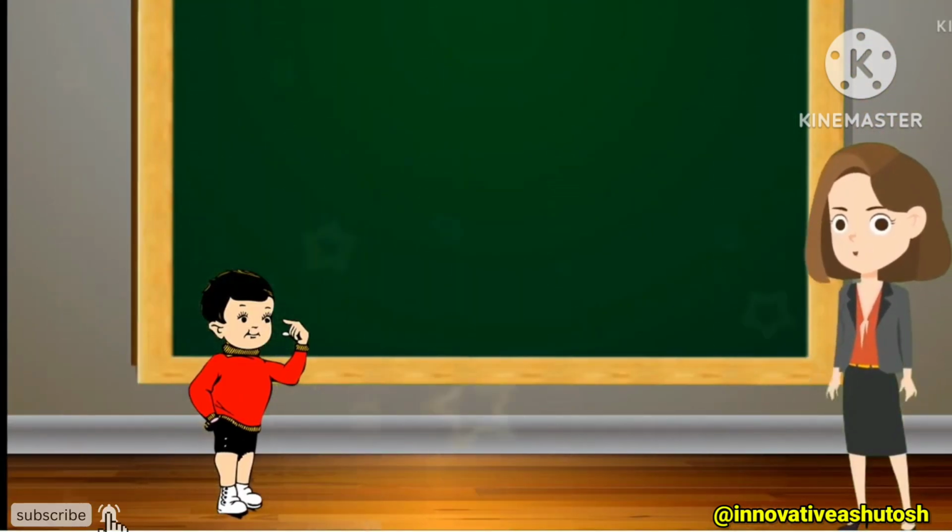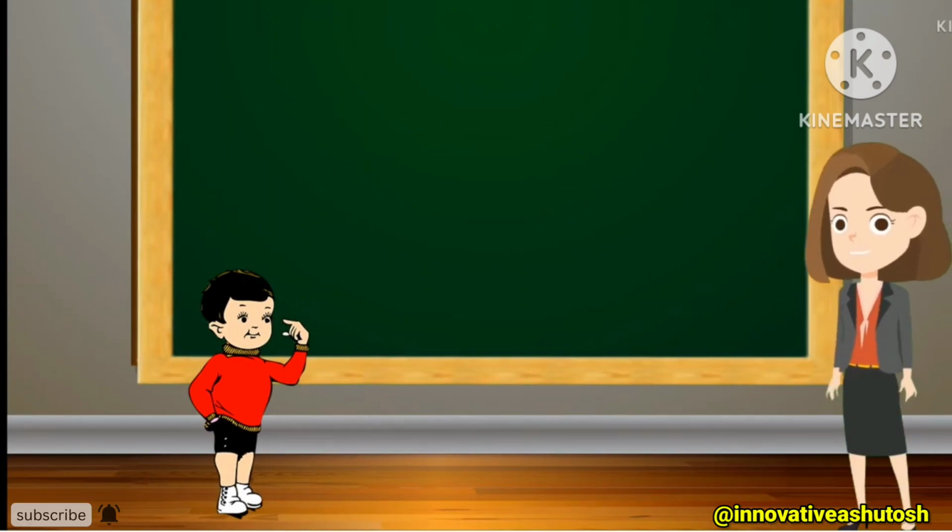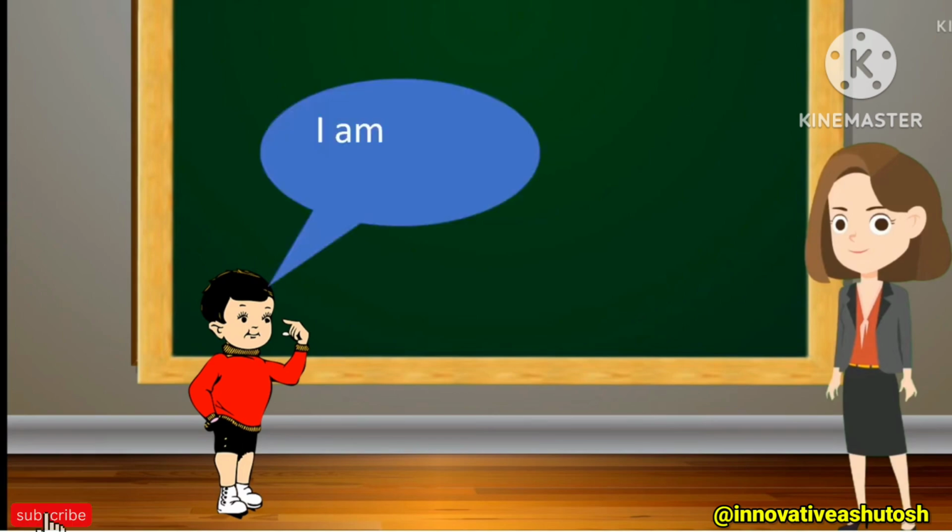All, I think you must have now understood how to use I am and you are. So now let's ask Arav to tell about himself. I am Arav. I'm a boy. Good job, Arav.